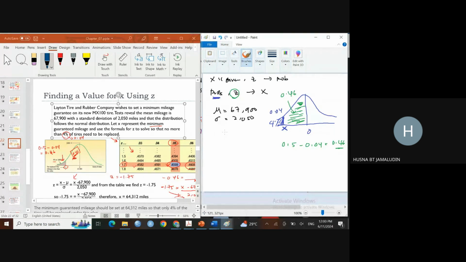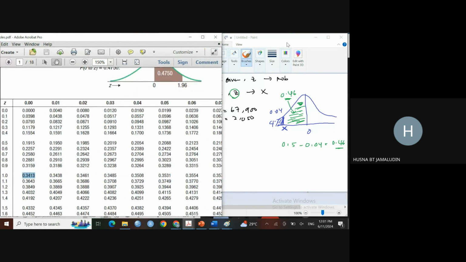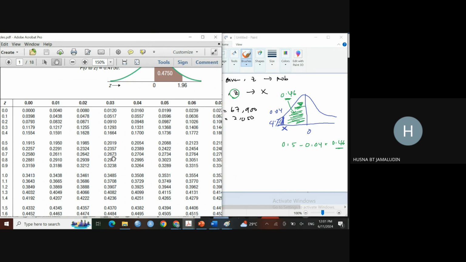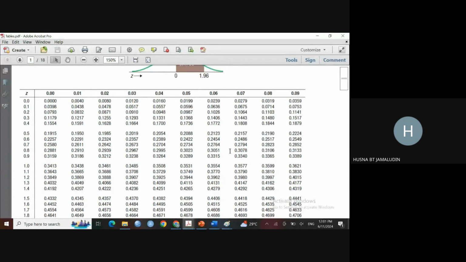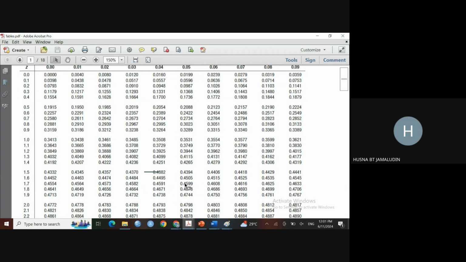Now your next move is to convert it into Z, because this 0.46 is your probability, right? Remember the Z formula. I'll put the Z formula later. So how to convert this probability into Z? Let's go to the Z table. 0.46 is the area under the curve, remember, it is your probability. Now find 0.46 inside your Z table. Let's make it bigger. Where is it? 0.43, 0... It's here.